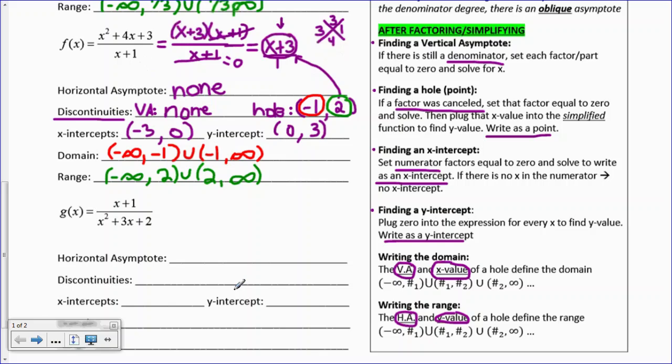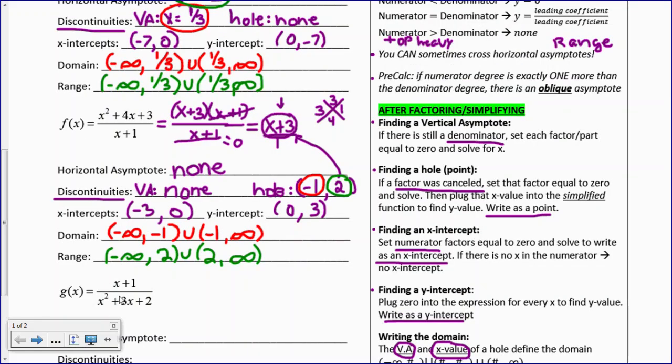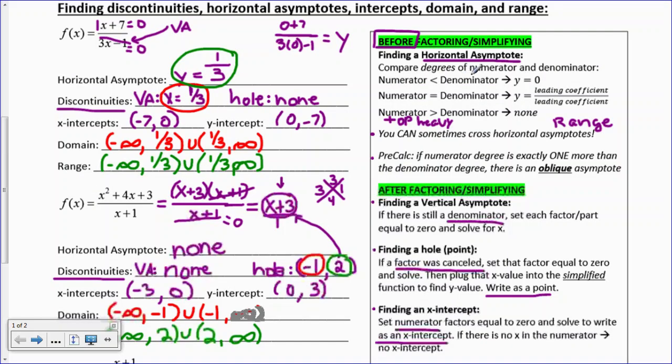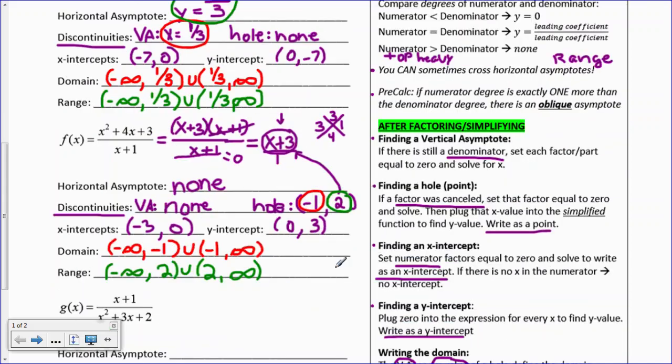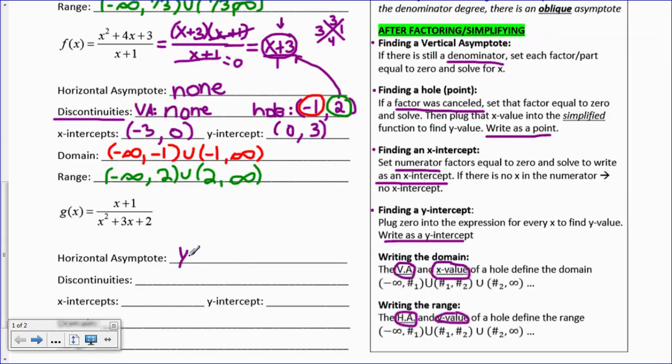So if we look back up at the rules, the denominator has the bigger exponent. So if the denominator is bigger, that means that your horizontal asymptote is automatically 0. That's just one of the 3 rules you guys need to remember. If it's bottom heavy, it's going to be y equals 0. Okay, so that's the end of phase 1. Once you finish the horizontal asymptote, now you guys can go ahead and start factoring and canceling if you can.